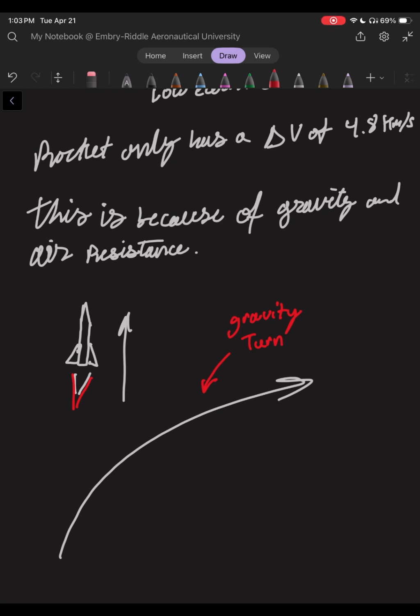If the horizontal speed is high enough, the Earth curves away beneath the rocket at the same rate it falls. That's what an orbit actually is. Continuous freefall with enough sideways velocity to never hit the ground.